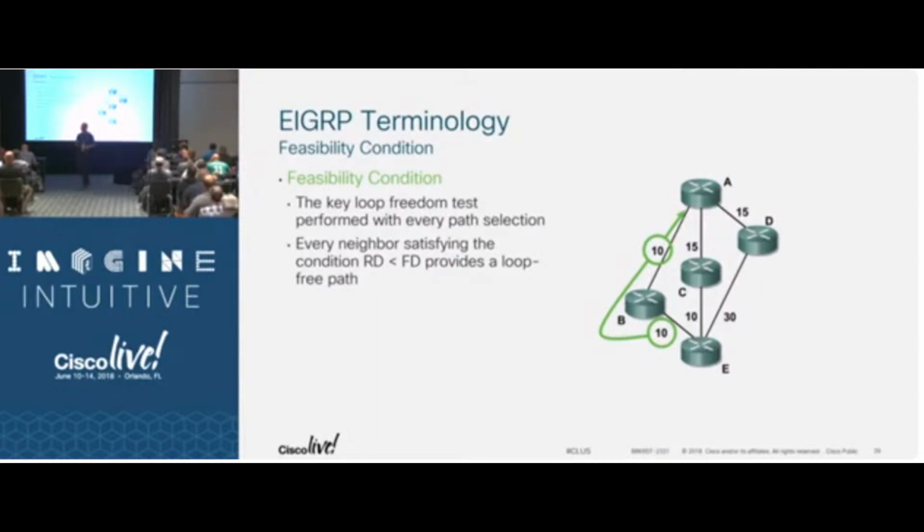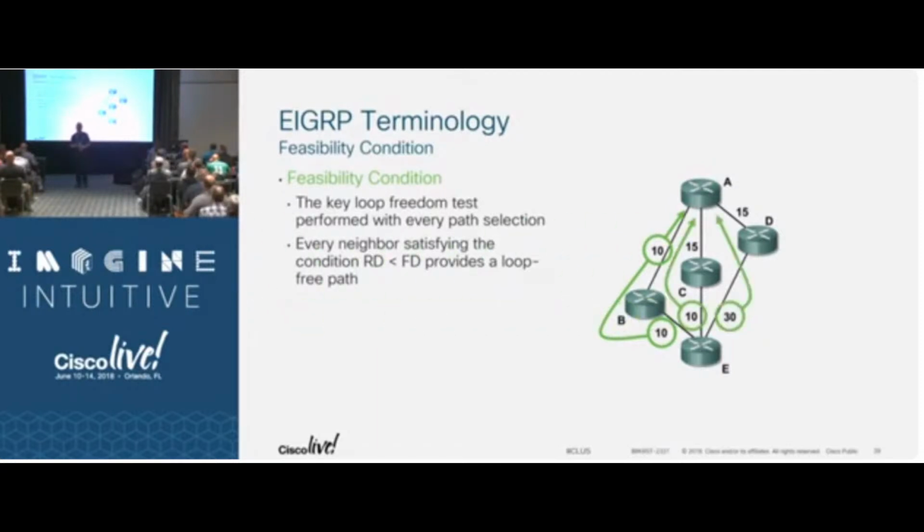We use the feasible distance in a condition we call the feasibility condition. This is a rule that tells us if we can use a neighbor because we can be certain it's loop-free or not. And you know the way it's being put: if the neighbor's reported distance is strictly smaller than my feasible distance, it's loop-free. Well, I don't know about you, I cannot remember this. I always have to somehow practice this.